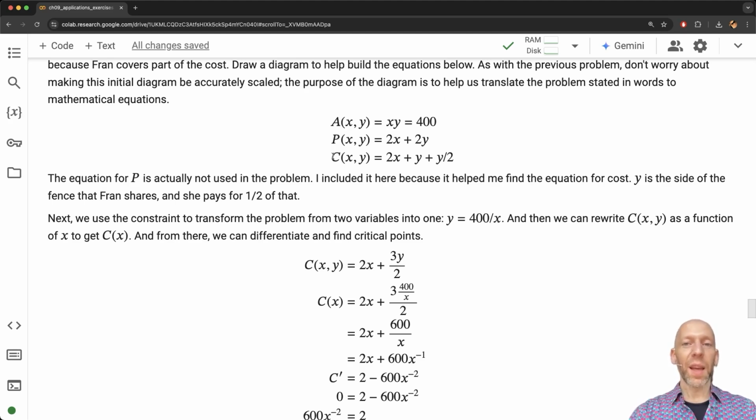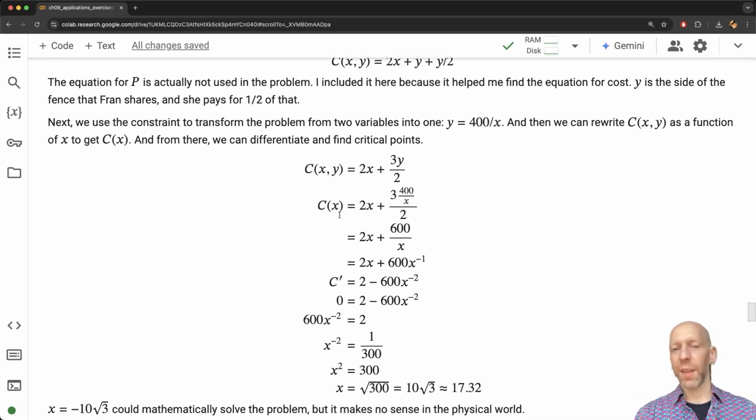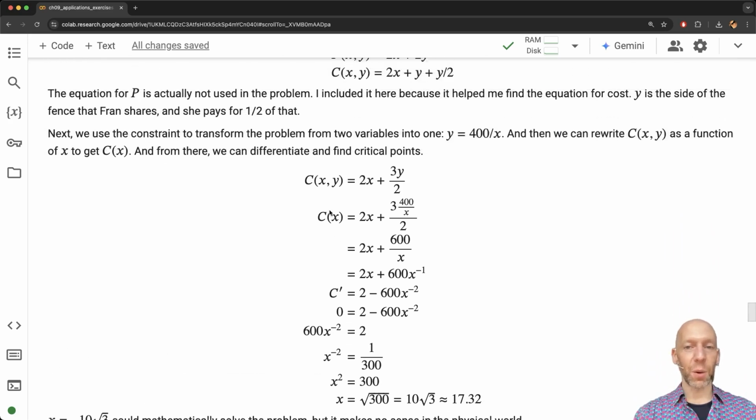All we care about is the cost function here, which is 2x plus y over 2. The 2x is for the length of two sides, and then we have the side that Fred pays for, and then the side that Fran is sharing half of. So this function c is really the only function that we care about. That's what we want to differentiate, set to 0, solve for x, and so on.